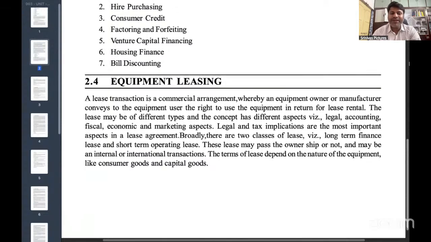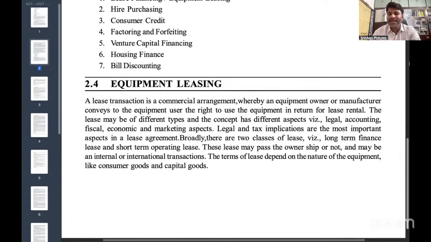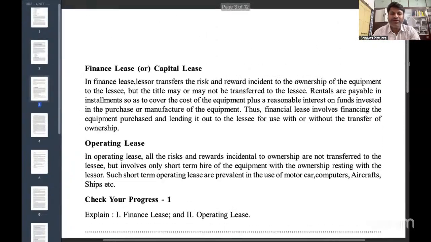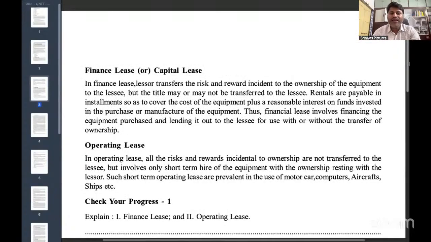The lease may be of different types. Already yesterday also I explained. It may be an operating lease or it may be a finance lease. It depends on the situation and the terms and conditions involved. So this lease also we have two types, that is finance lease, which is also called a capital lease, and the second one is the operating lease. What is the difference between finance lease and operating lease?